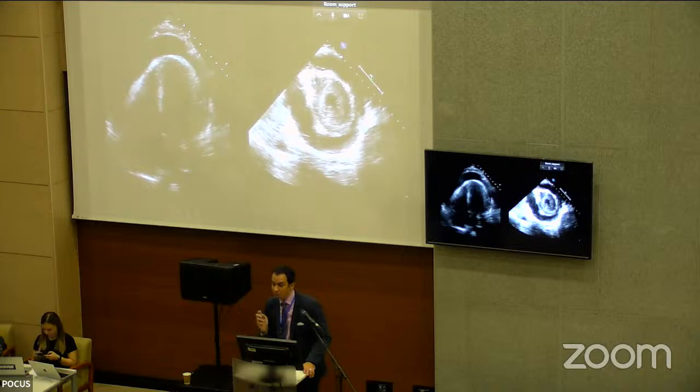But again, we will not diagnose tamponade unless we see clinical signs of hypoperfusion, which includes rising CVP, evidence of reduced cardiac output, and impaired tissue perfusion.